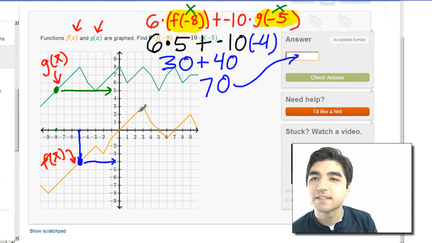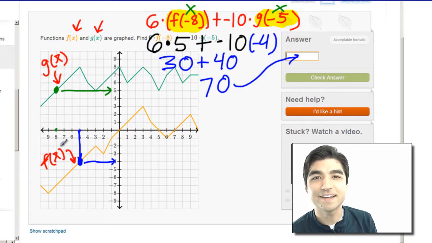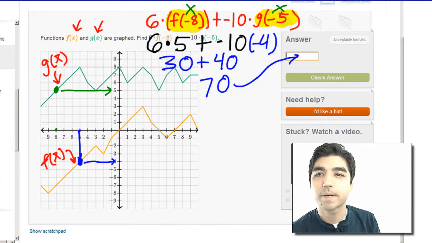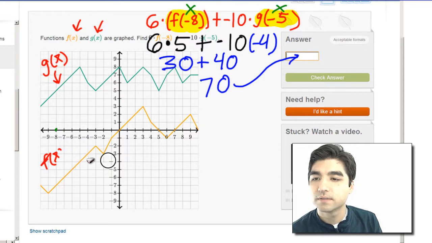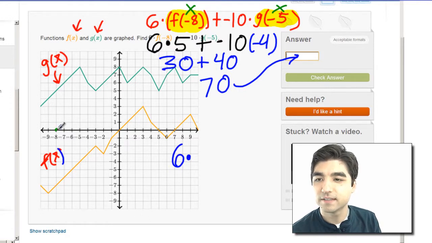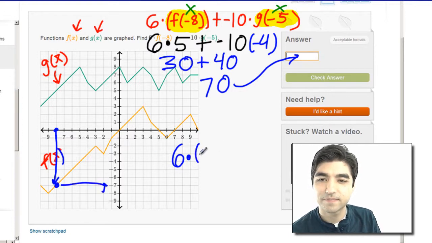Alright, so we did 6. So f of -8, when we went to the -8, went up to the... Oh! Now look at that, I did the wrong graphs. That's interesting. Okay, let me do some erasing. Let's erase this. So this is the f of x down here. So I need to go to 6 times f of -8. -8's right here. I need to go down to the gold graph, and that is right here. So that value is -7.